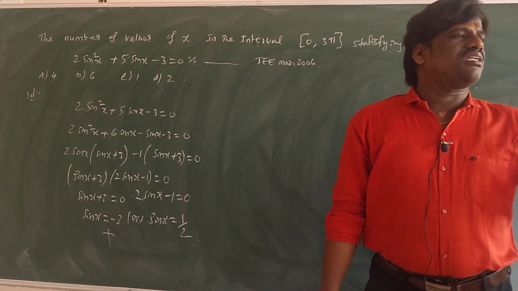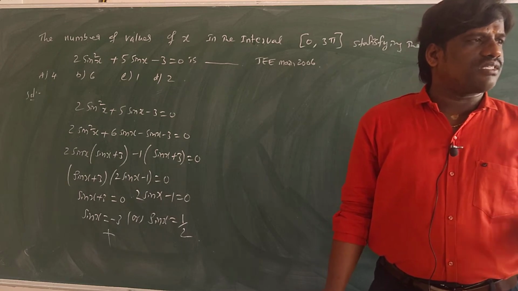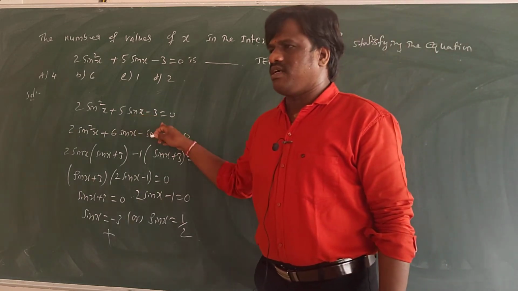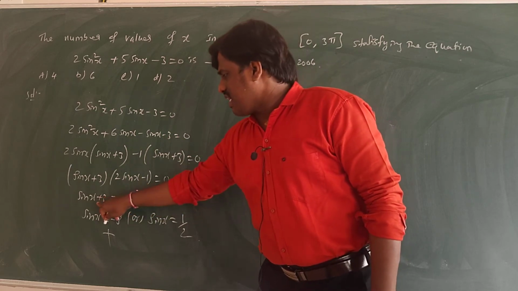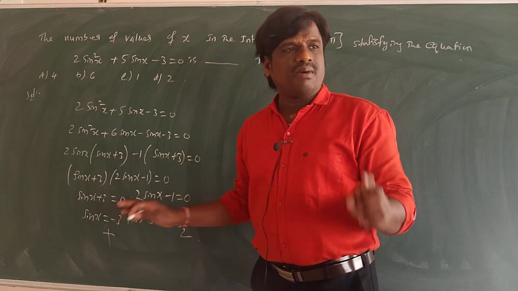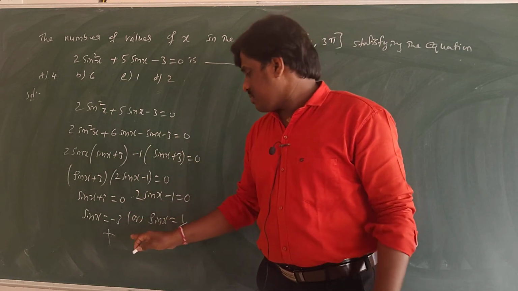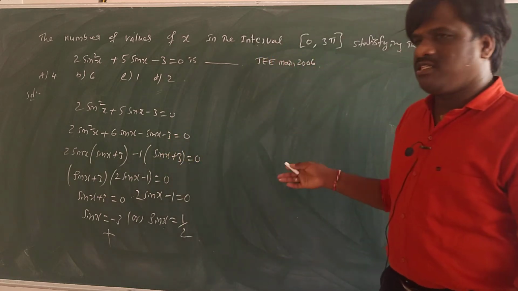Listen, here you have to understand first. You have a quadratic equation. We have first split this one. Sin x equal to minus 3, no solution, because you know minus 1 is the minimum. So sin x equal to, you got how much? Half. But general solution we can write.